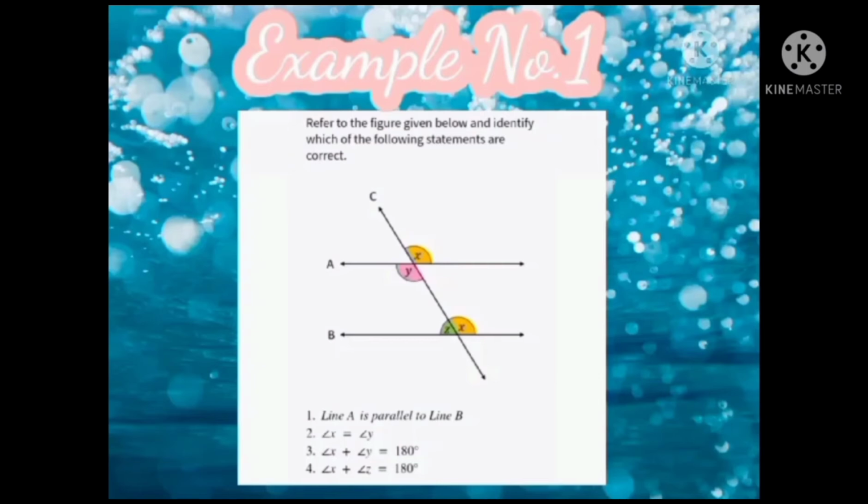If angle X is equal to angle Y, the only way for statement number 3 to be correct is when angle X is equal to 90 degrees. Since that is not the case in the given figure, statement 3 is false. Angle X and angle Z form a linear pair. Their sum always equals 180 degrees. Therefore, angle X plus angle Z is equal to 180 degrees. So statement number 4 is true.